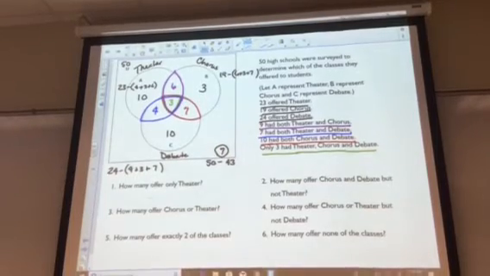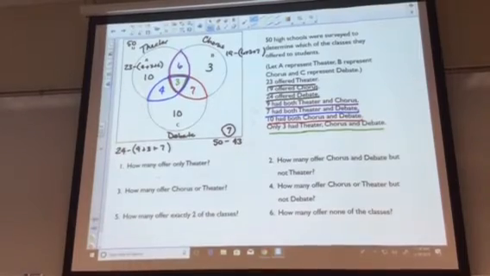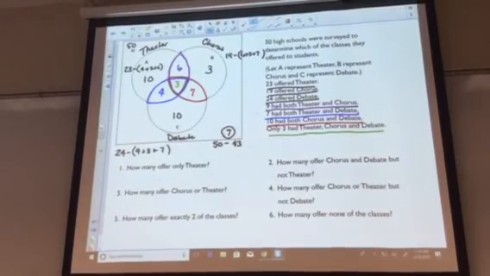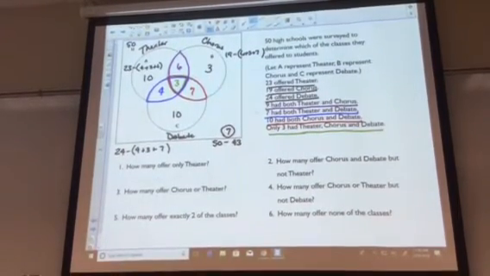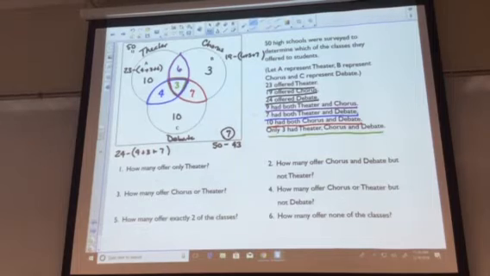We now have all 8 pieces of the circle identified. Each individual piece, the 8 individual pieces, plus the whole. So 9 pieces of information to use there. And I think we can answer any question at all. How many offer only theater?